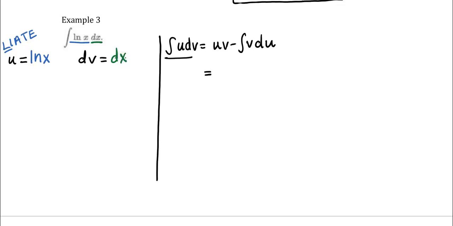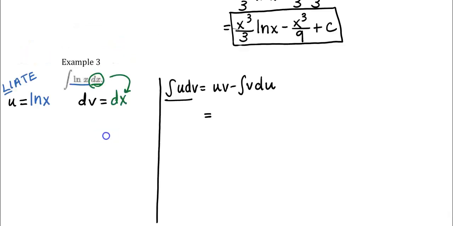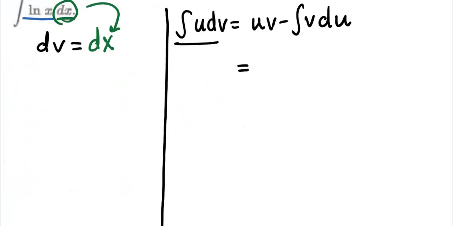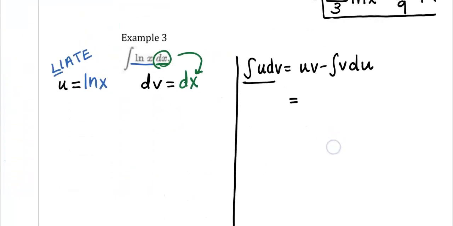It is going to be just the dx. dv is always going to have the dx on it. It may or may not have other pieces with it. It just depends on what you chose to be your u and what was in the integral. Now, in order to use this formula, we need du. So I'll take the derivative of u, and I'll take v. So I'll take the integral of dx to get x.